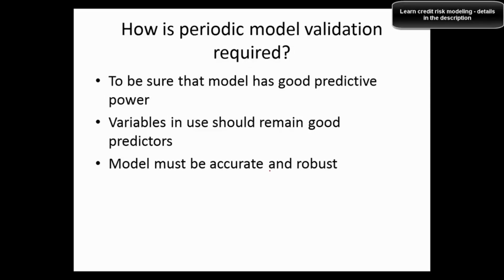Another question that could be asked is, how does periodic model validation occur? What's the reason? To be sure that the model has good predictive power, the variables in use should remain good predictors.